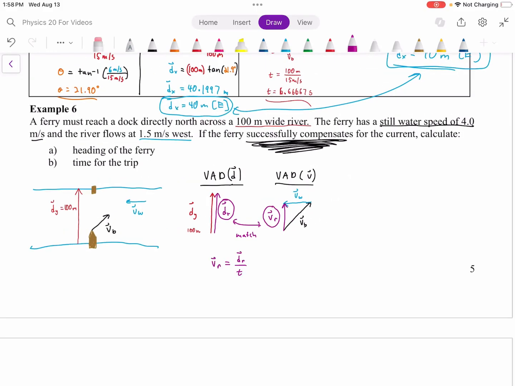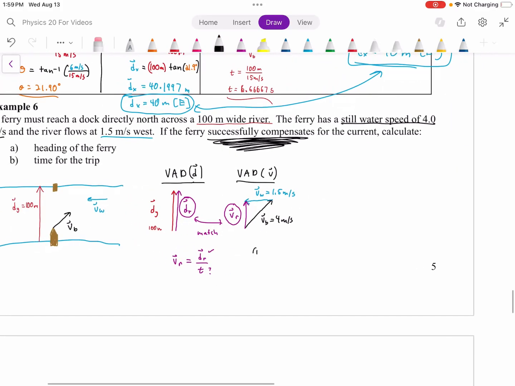So here we go. We know that the resultant velocity will be equal to the rate at which the resultant displacement changed, right? How much it changed per second, okay? We do know the resultant displacement, it's 100 meters. We want to know the time. We don't have the resultant velocity. But hang on a sec, we do have the velocity of the water, it's 1.5 meters per second, and we do have the velocity of the boat, it's 4 meters per second. So look at this. We've got two sides of a right angle triangle. We can find the third. So there's our plan. Let's find the resultant velocity.